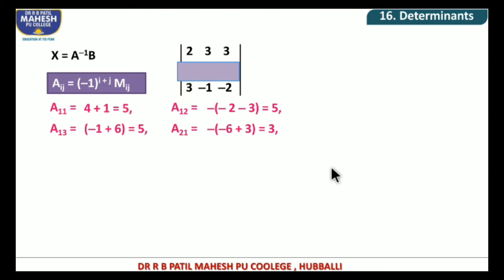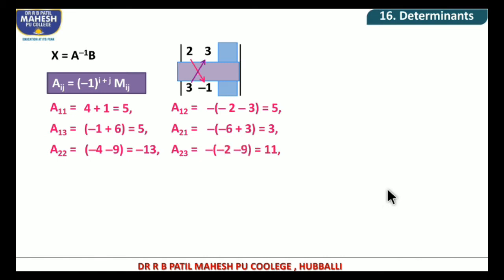And next A22: for this one we have the sign plus, and the remaining determinant value is minus 4 minus 9, so it is equal to minus 13. And we have A23: for that we have the sign minus, and we eliminate the second row and third column. Therefore we have this minus sign outside, and it is minus 2 minus 9, therefore we have 11.